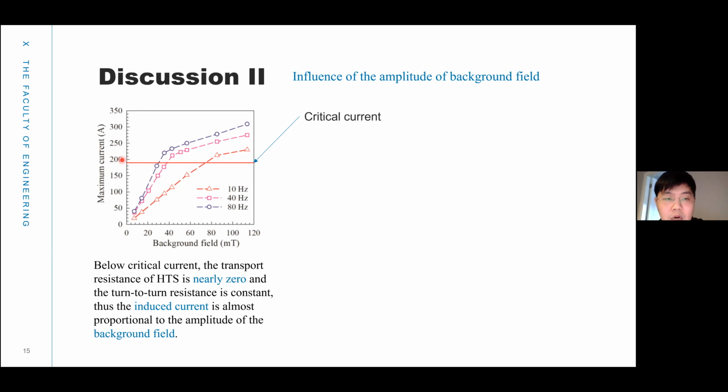When the maximum current is above the critical current, the E-J power law is used to calculate the power density, and we found the maximum current will increase slowly.